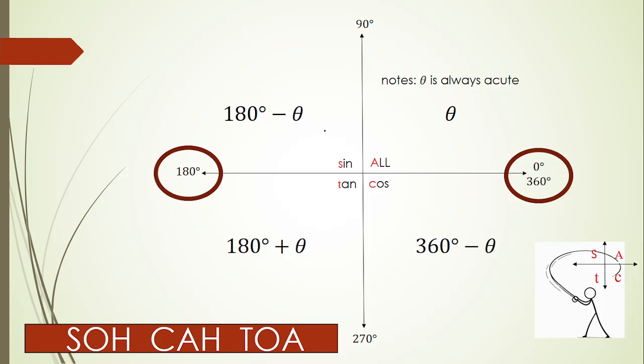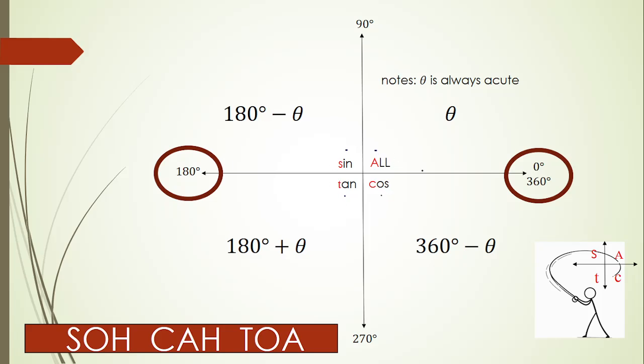So in our Cartesian plane, we have our ratios. SOHCAHTOA, that's something that you learned in grade 10. Sine is opposite over hypotenuse, cos is adjacent over hypotenuse, and tan is opposite over adjacent. That is information that you know. What you also learned in grade 10 is the quadrants: all, sine, tan, cos.